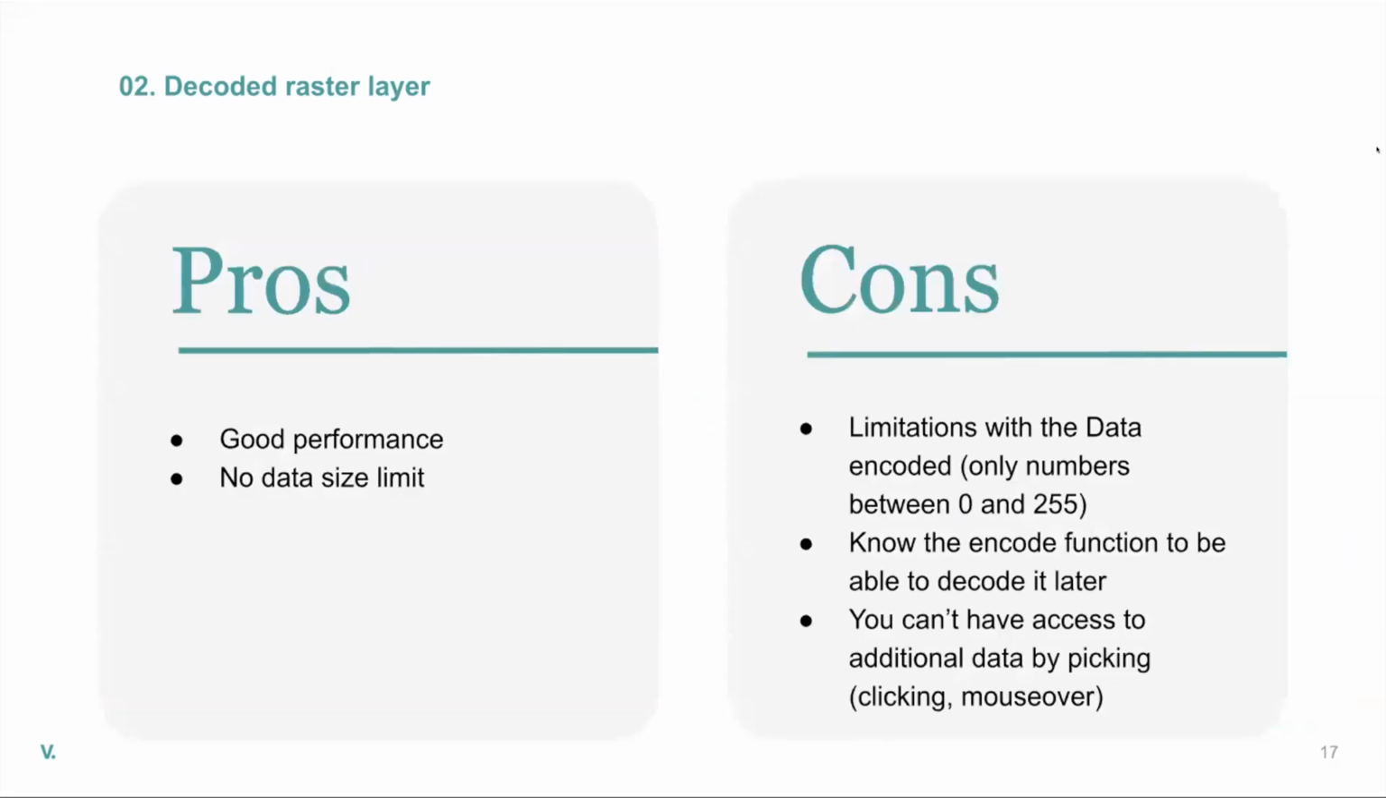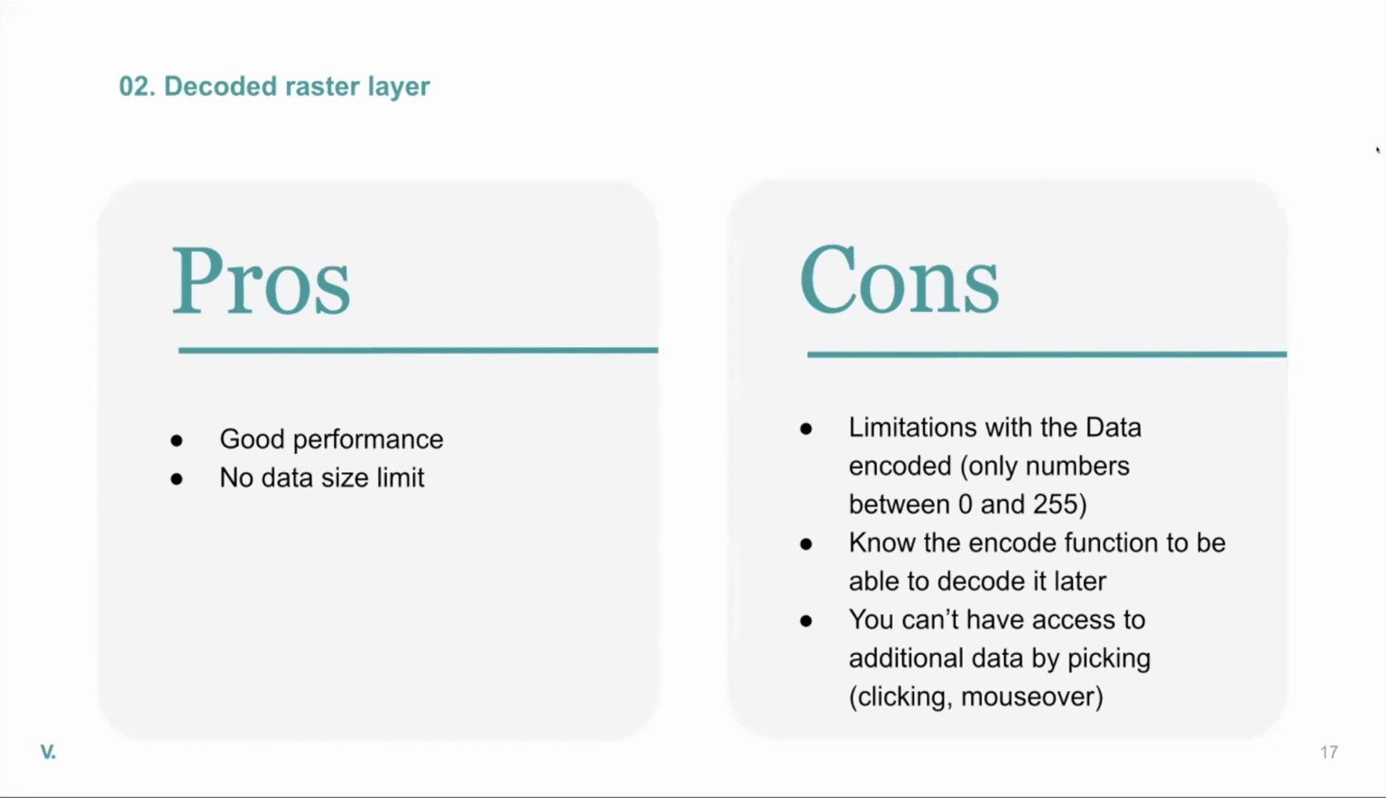The pros and cons of this layer: it has good performance, because at the end you are only loading 16 tiles on average on a full width map, and there is no data size limit. So you can store, in this case, the loss layer, I think we have like 3 million points, but as they are encoded in images, the problem will be for the people that generate those images, not at the moment of rendering.